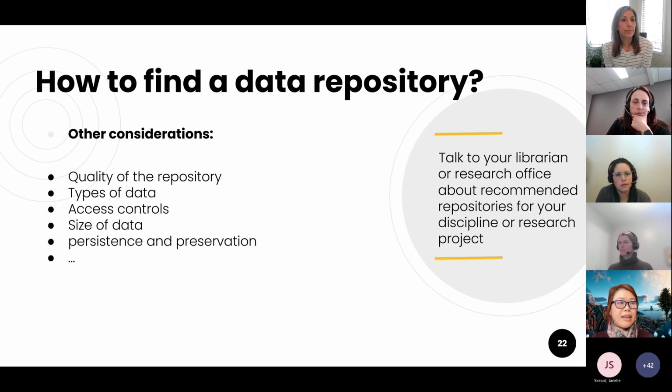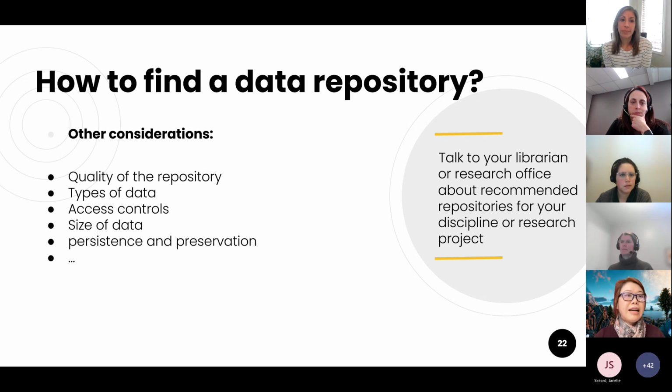Other considerations like the size of data also matter. Repositories often have a size limit on how large a file can be uploaded. You may have to choose one over another because of this size limit. Some more considerations: does a repository provide a unique identifier to make sure your data can be cited and found persistently, like the DOI Donna talked about? Is there any preservation process to ensure data integrity?